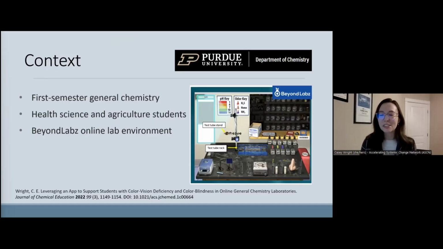When we did so, we were presented with a unique challenge of figuring out how to support students who have color vision deficiencies or color blindness, because our students were working on their own in this online laboratory environment. And typically students who had color vision deficiencies would be supported by their peers in the lab, kind of using somebody else's eyes. And that was not the case once they were working on their own at home.